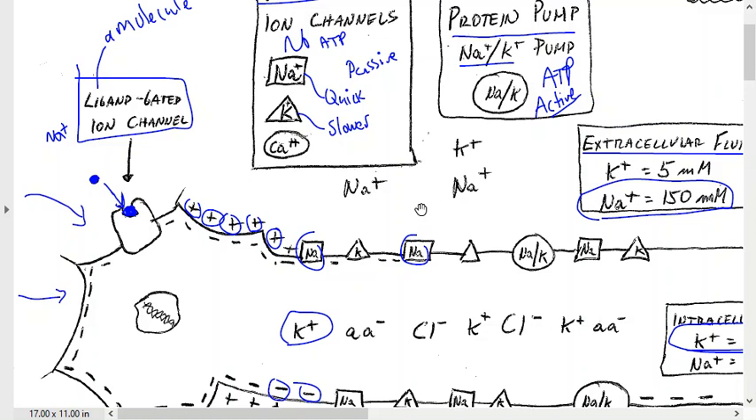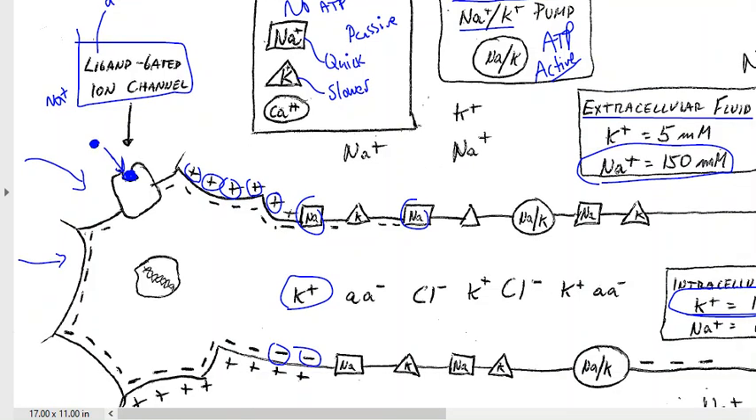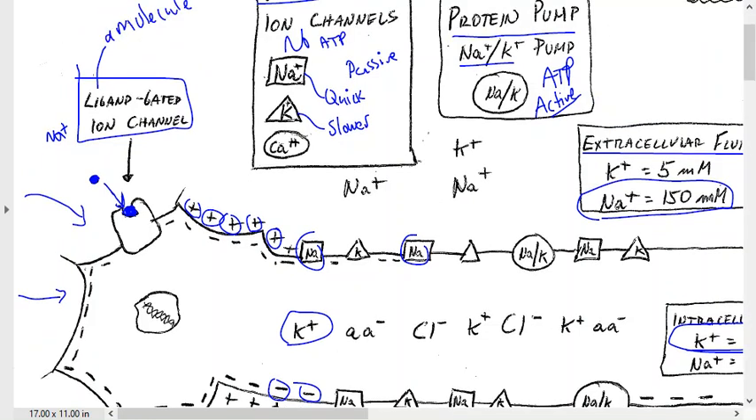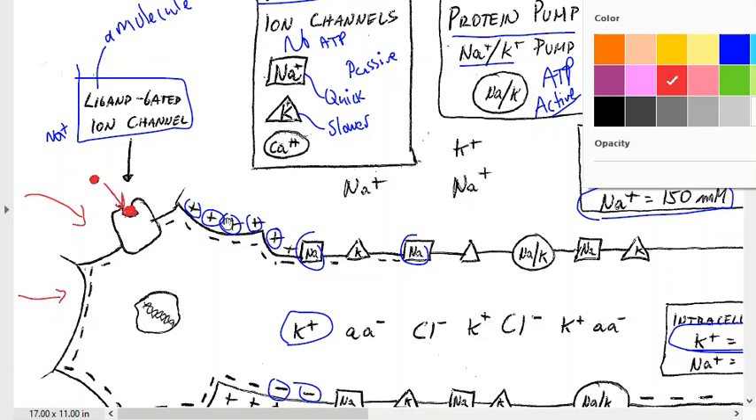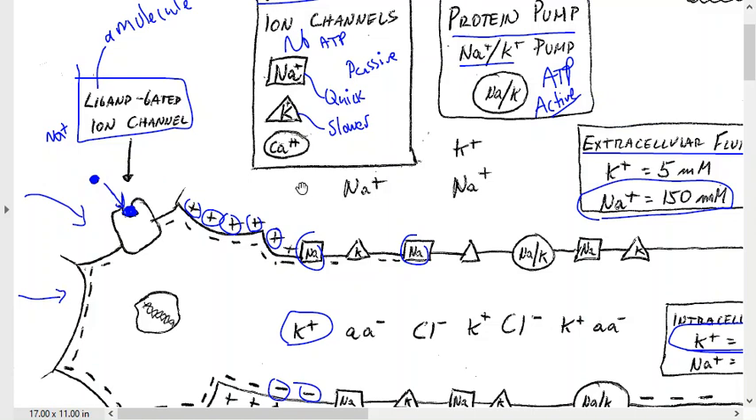I'm going to try to keep this color-coded. Oh, well, I'm just going to go back to blue. That's fine. Okay, I tried. Sorry, I tried. We've already gone over that this is a sodium ion channel.